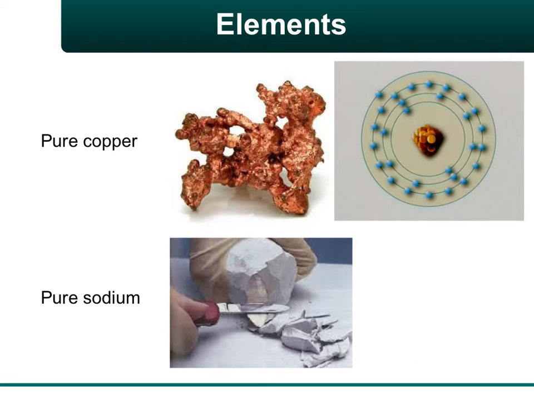So let's look at this. We have here a sample of pure copper. And that means this structure that you see, this sample that you see, is purely made out of copper atoms. So again, the same type of particle, in this case being the copper atom. So this is a pure substance. Pure sodium is actually a very soft, silvery substance. And this sample that you see in the picture here is made up of only sodium atoms. So again, another reason why it falls under the pure substance category.